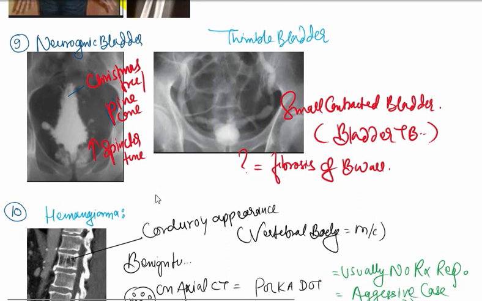Next two radiographs. First is showing neurogenic bladder. How does this appear? Christmas tree or pine cone appearance, and this happens due to increased bladder sphincter tone. Next, this is the thimble bladder. This is a small contracted bladder, can be seen in bladder tuberculosis. This happens due to fibrosis of the bladder wall.